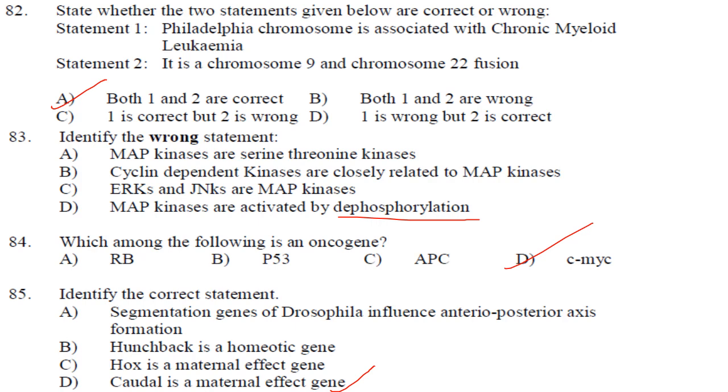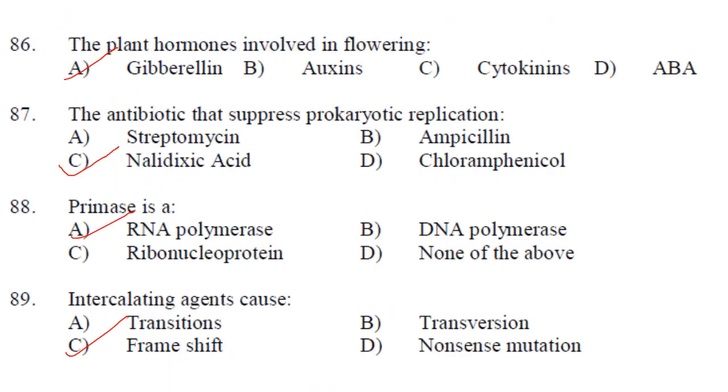Hunchback is a homeotic gene. Hunchback regulates transcription of genes responsible for anterior structures. So it is not a homeotic gene. Hox is a maternal effect gene. Nanos, bicoid, hunchback, caudal are maternal effect genes, not Hox. So C is also not correct. Caudal is a maternal effect gene. Yes, that is correct. So the answer here is option D. The plant hormone involved in flowering is gibberellin. Answer is A.